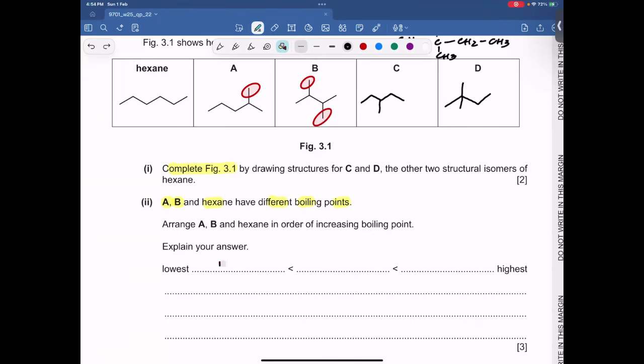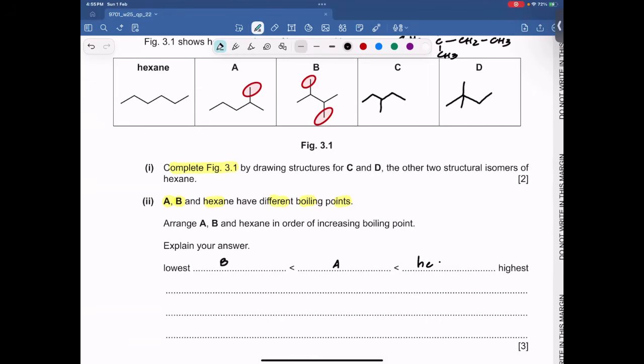My bad. What's going on? Yeah. B is the lowest boiling point. Then A is relatively higher than B because of only one alkyl branch. And hexane has the highest boiling point because of the absence of alkyl branch. Okay.